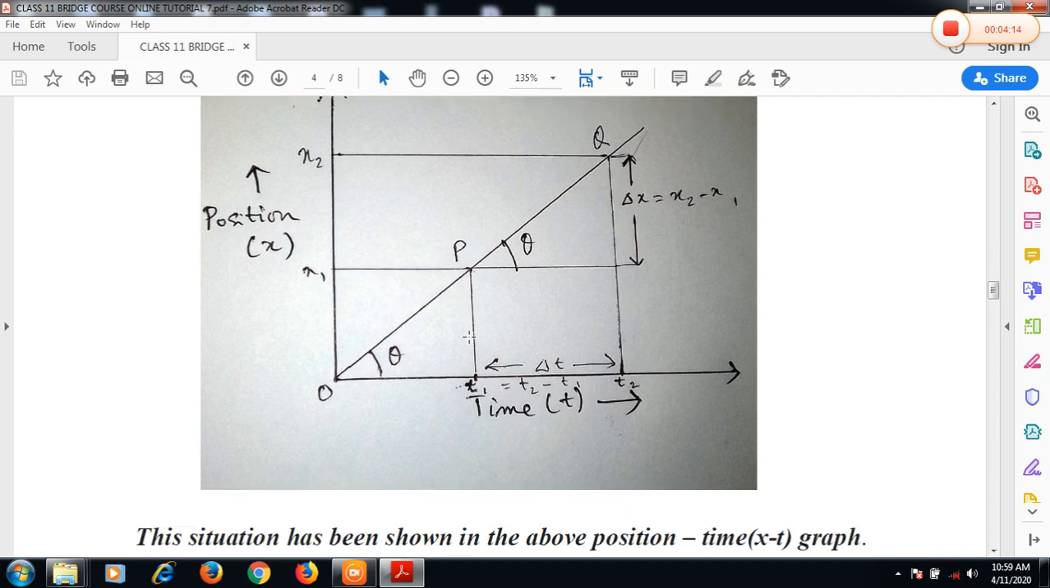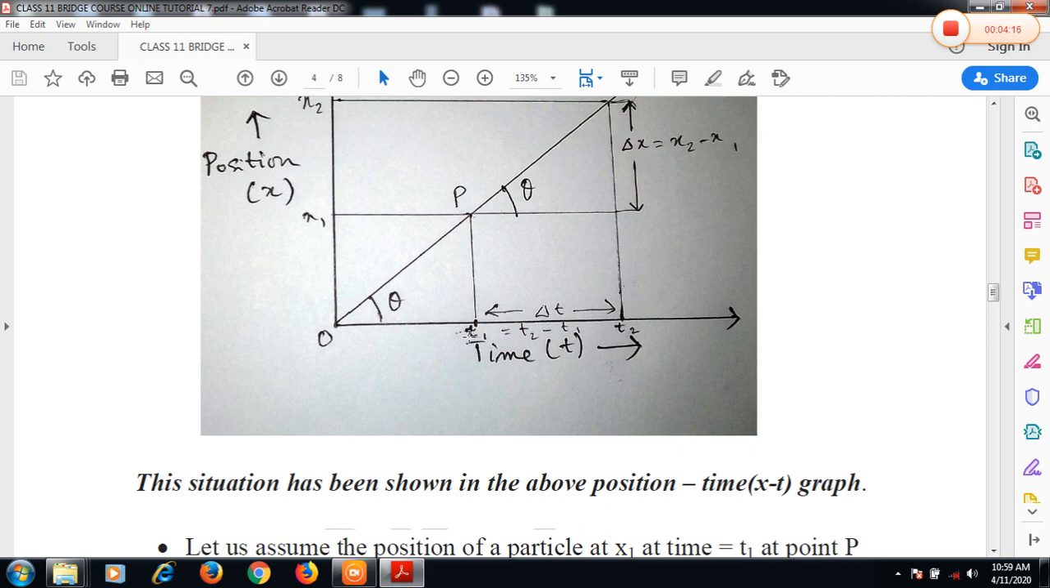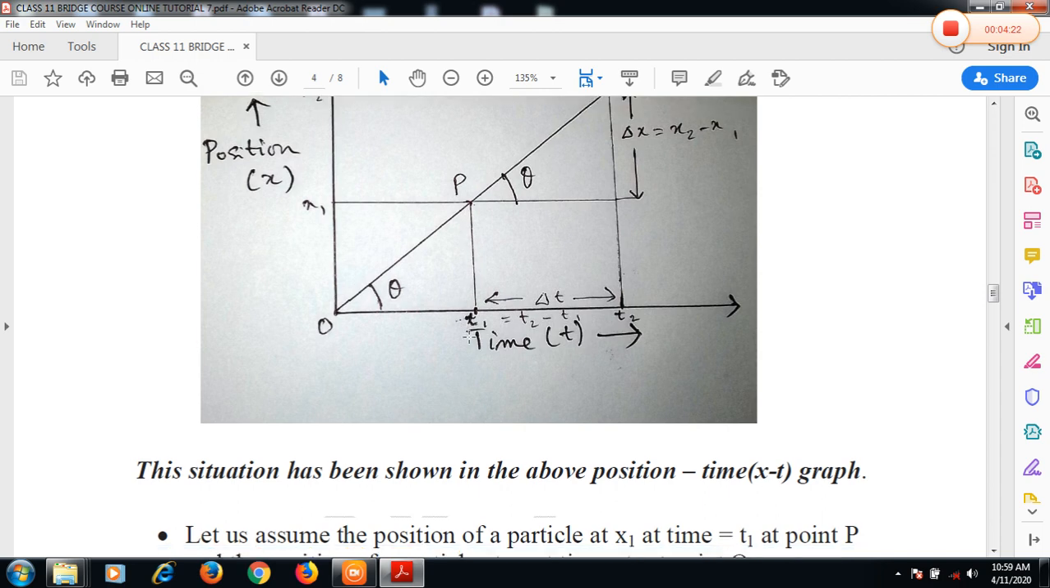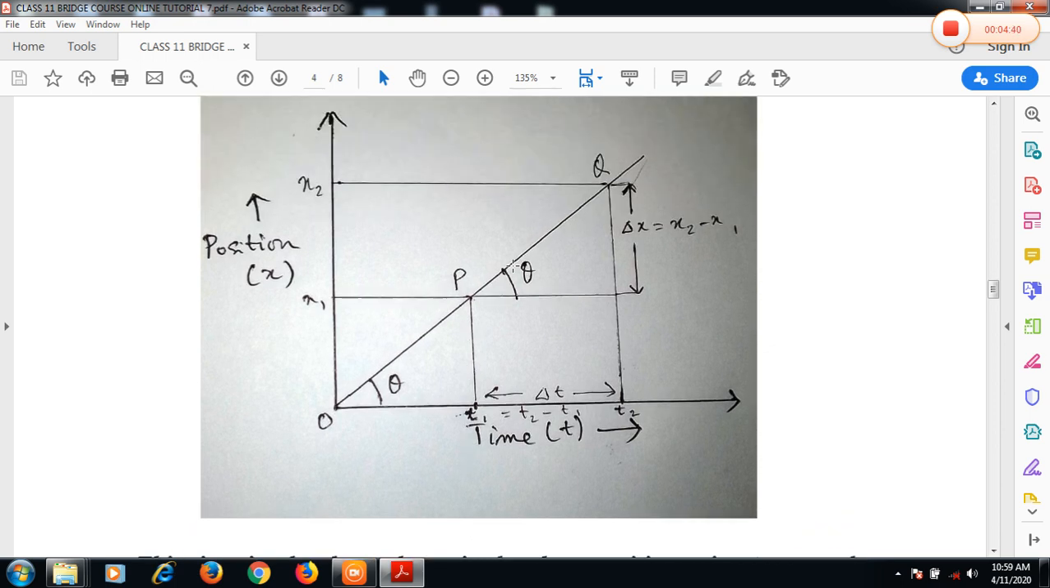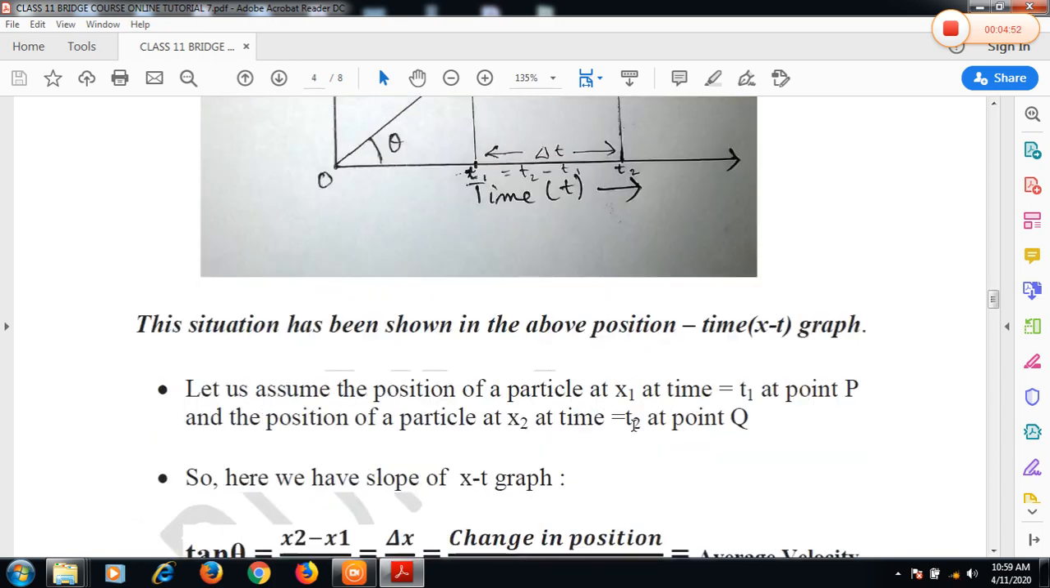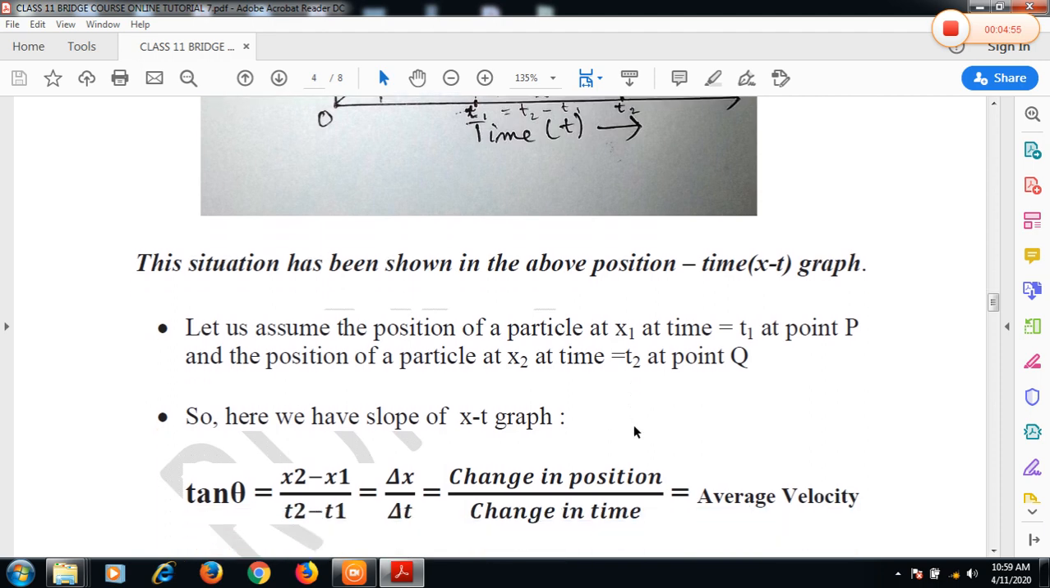Let us have a look at this. This situation has been shown in the above position-time x-t graph. Let us assume the position of a particle is x1 at time t1, which is at point P, and the position of the particle is x2 at time t2 at point Q. So, at point P position is x1 and time is t1, at point Q position is x2 and time is t2. Clear?